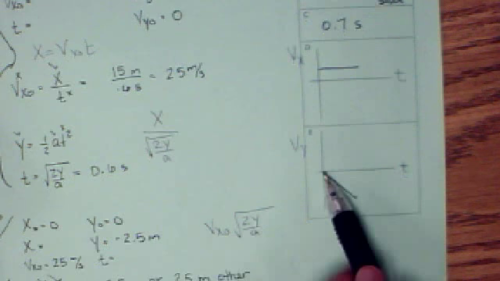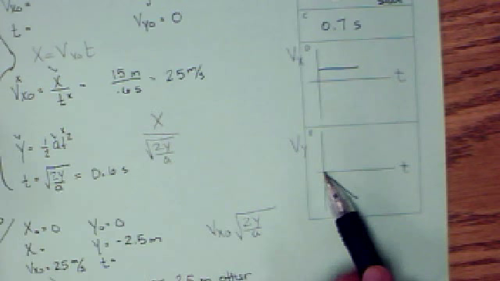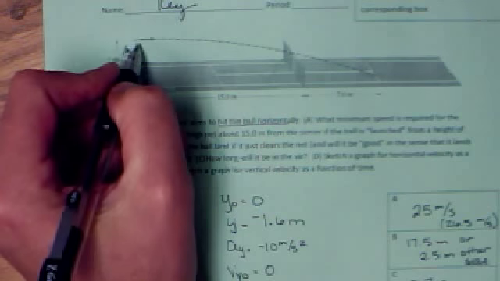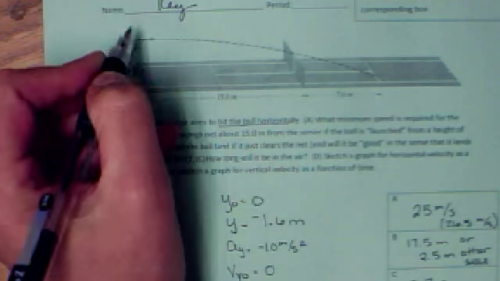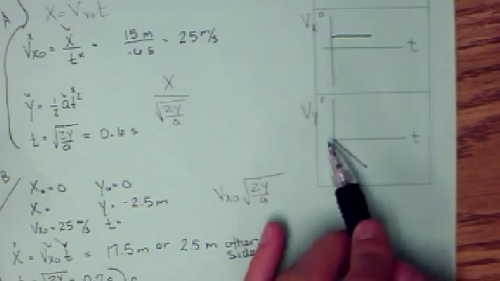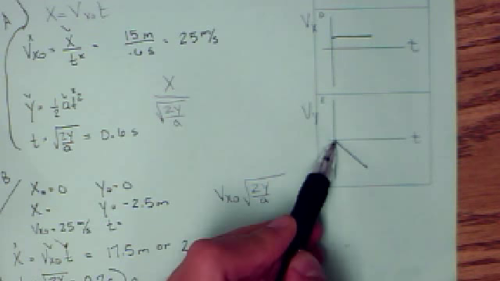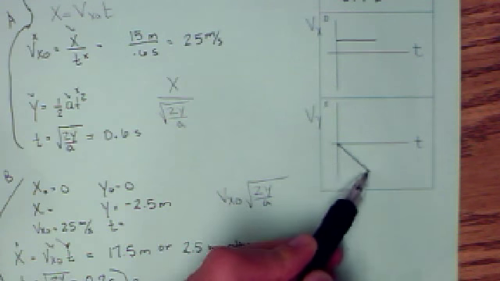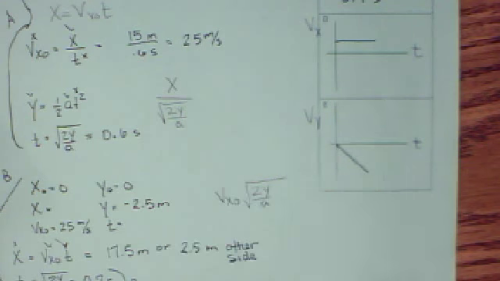And deciding where to start my line here, my initial vertical velocity, since it was only launched horizontally, is 0. So I'm going to start my line at 0. And from that point, it accelerated in the negative direction. So it would be a constant negative slope.